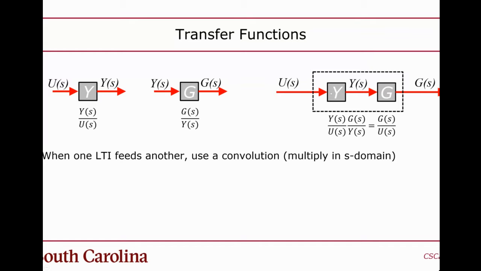So this is called a convolution operation. And then when you multiply, by the way, in the S domain, you're just multiplying polynomials. That's just like you would multiply any polynomial. So it just becomes algebra, which I think is pretty neat.